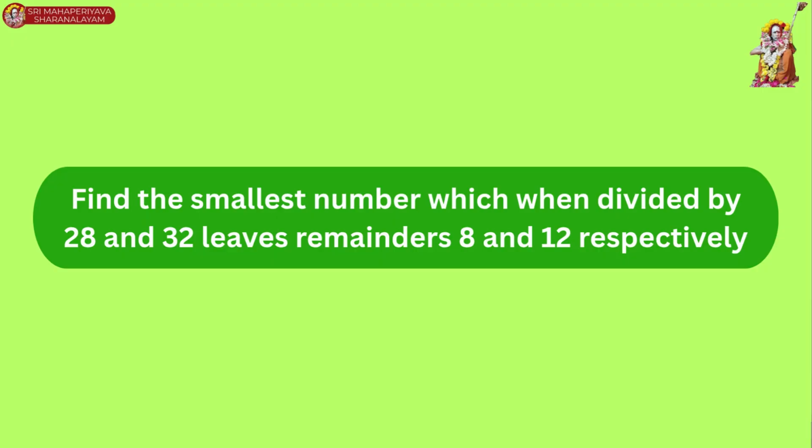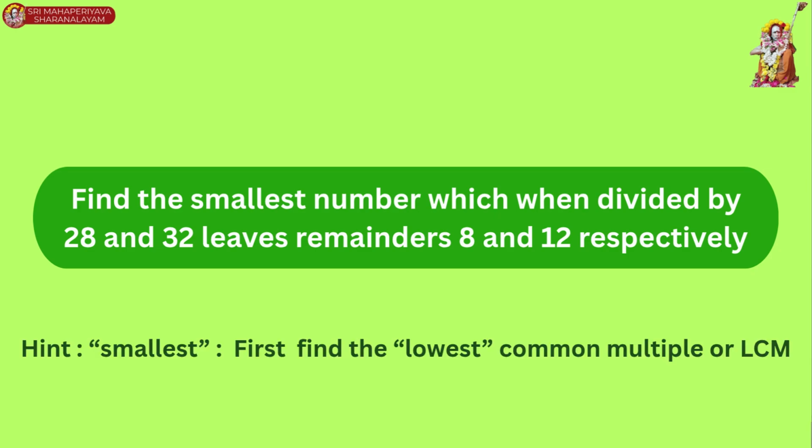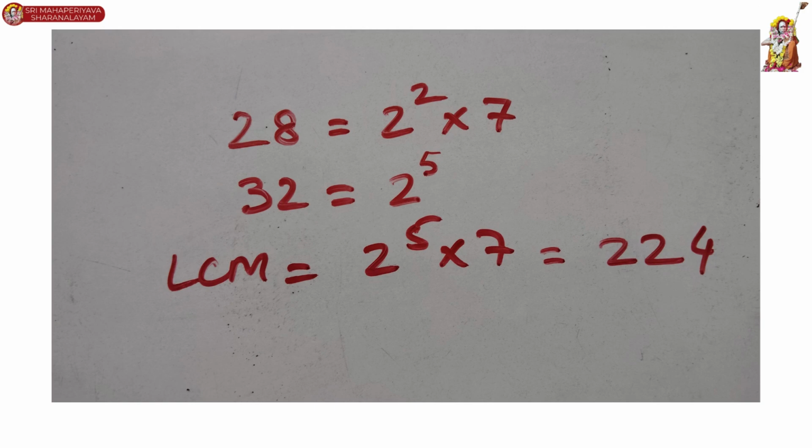Now another type of question. Find the smallest number which when divided by 28 and 32 leaves remainders 8 and 12 respectively. Now when you see the word smallest number, it gives a hint that we have to find the LCM. Let's first find the LCM of 28 and 32. When we work it out, we get the LCM as 224.